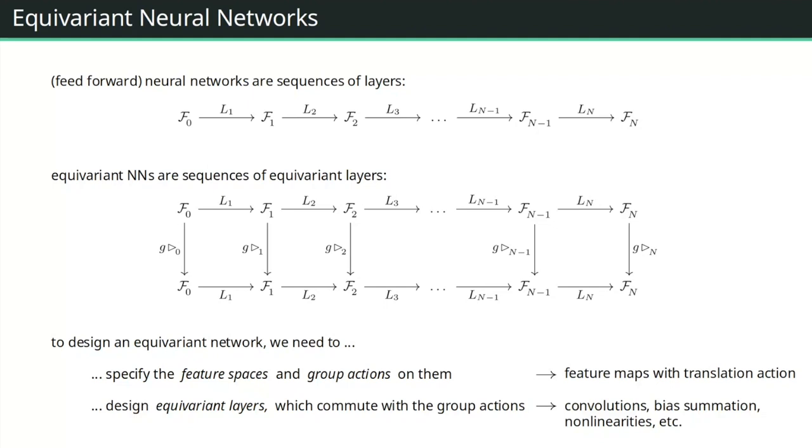And for the case of convolutional networks, the feature spaces are feature maps, and they have a translation group action on them. So they are actually a translation group representation. And these equivariant maps would be something like convolutions or a special way of bias summation, how you do it in convolutional networks, or there are also equivariant nonlinearities.